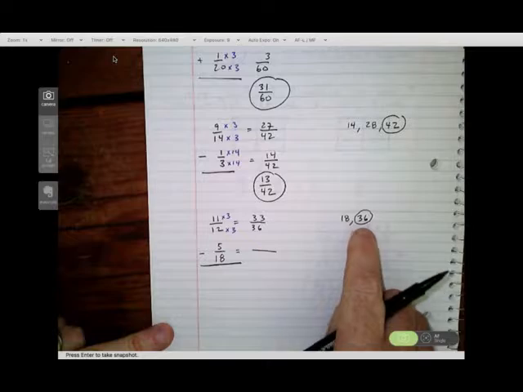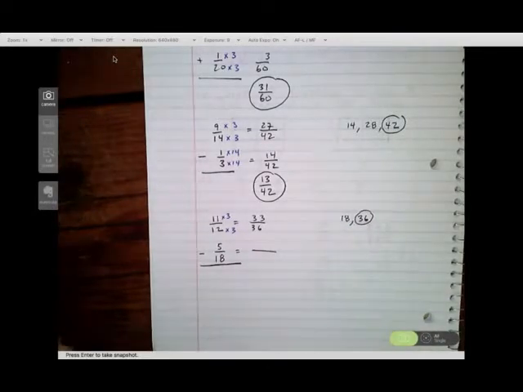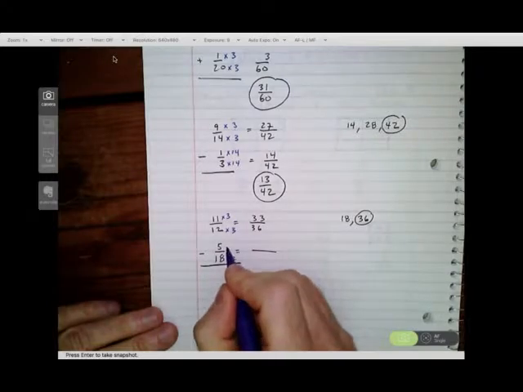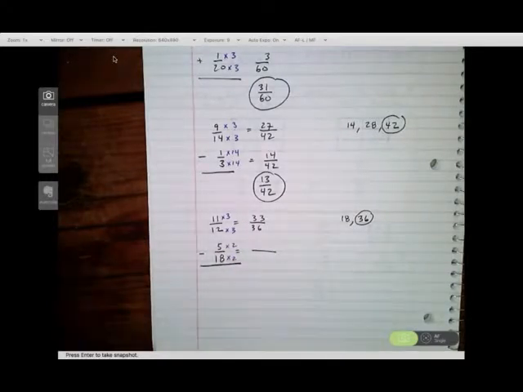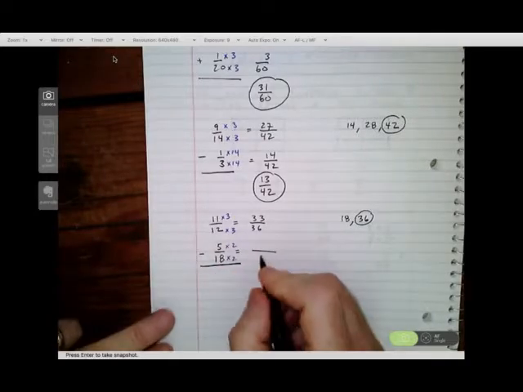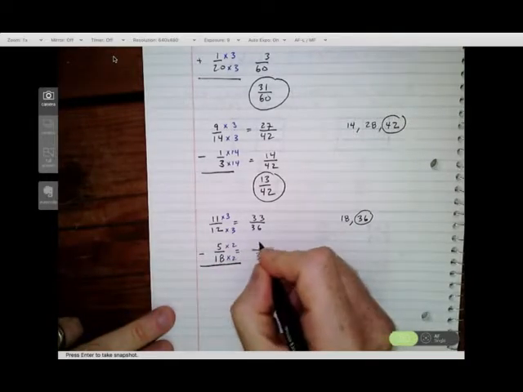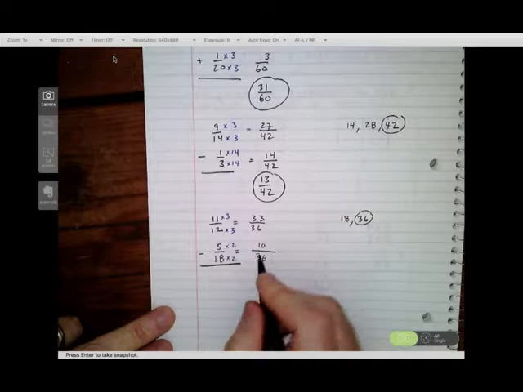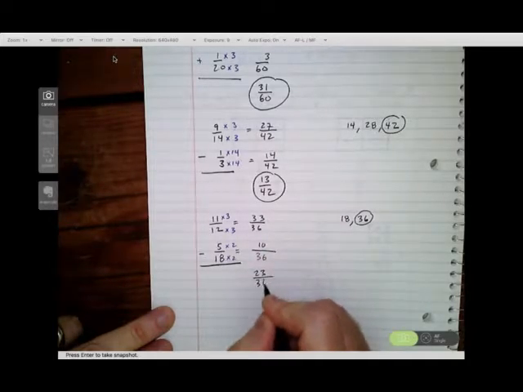Okay, to get 36, that's the second number in the list, so that means I have to times by 2. So let's multiply each of these by 2. Okay, so 18 times 2 is 36. 5 times 2 is 10, so 5/18 is the same as 10/36. So now look at this, same denominator, we can subtract: 33 take away 10 is 23 out of 36.